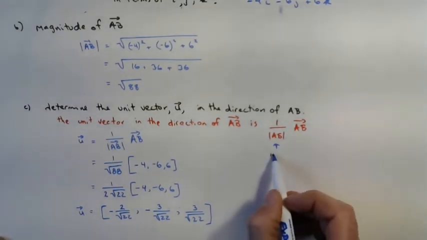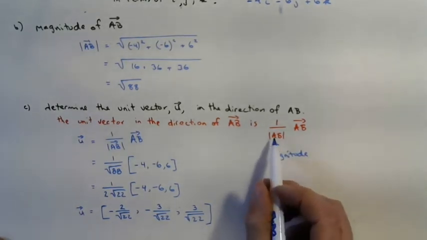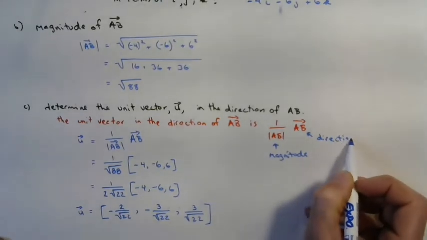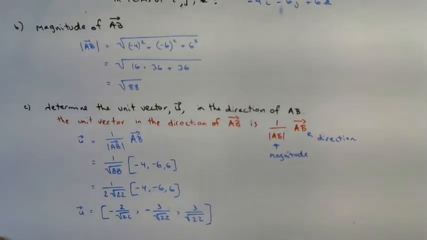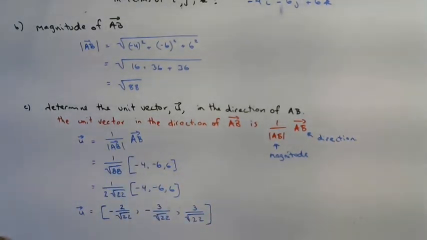Here we have the magnitude of the unit vector, which is 1. And here we have the direction, which is in the direction of AB. So our new vector u is some multiple of the vector AB.